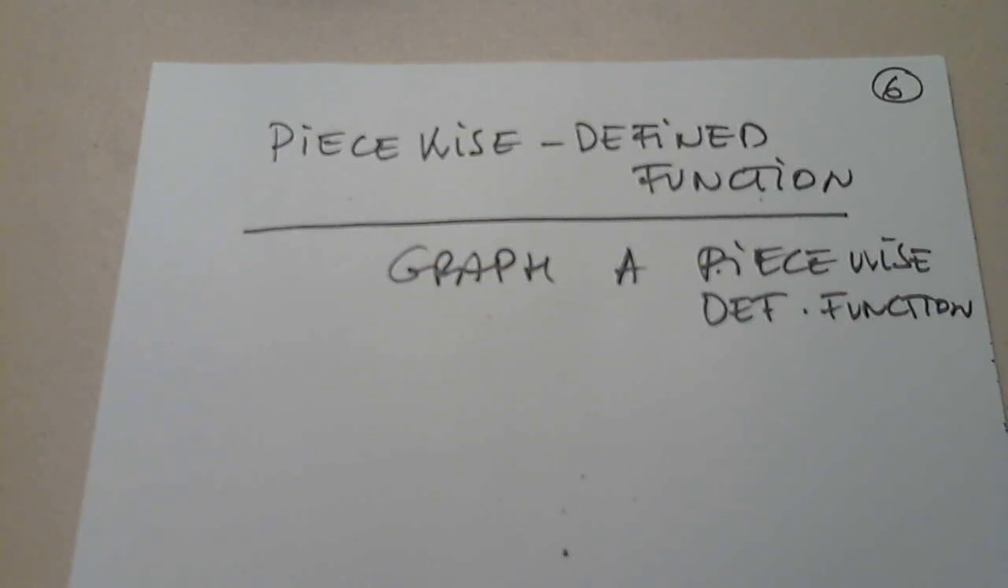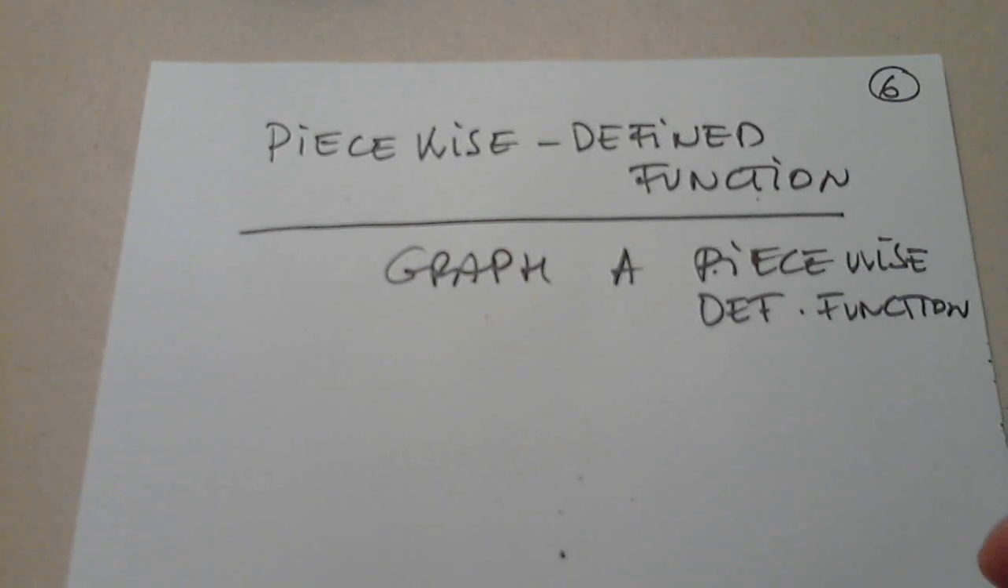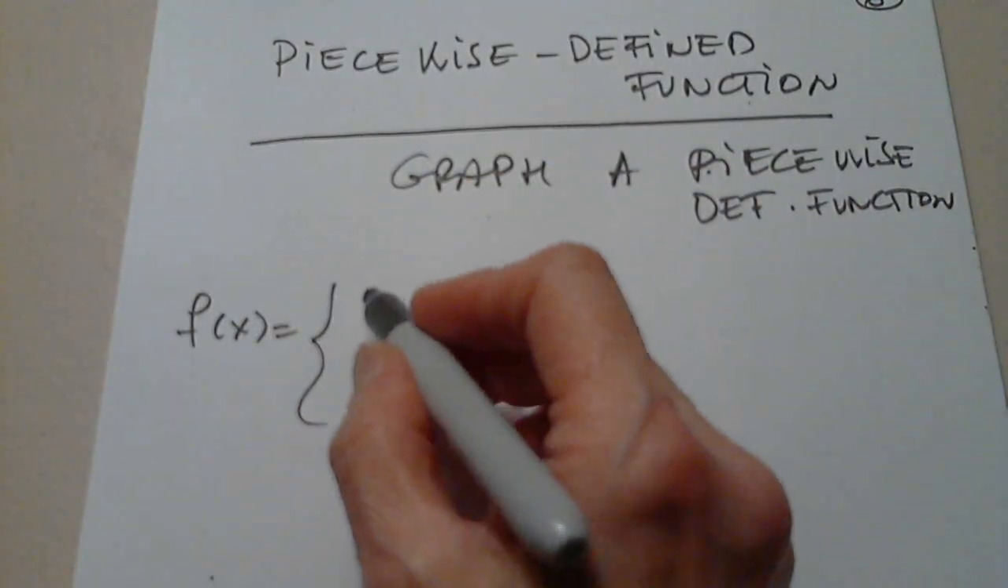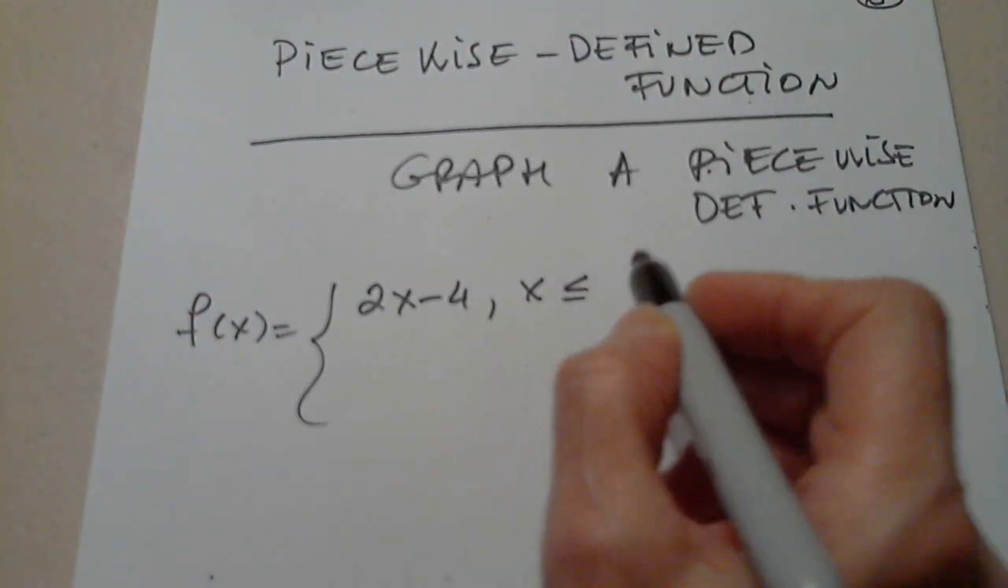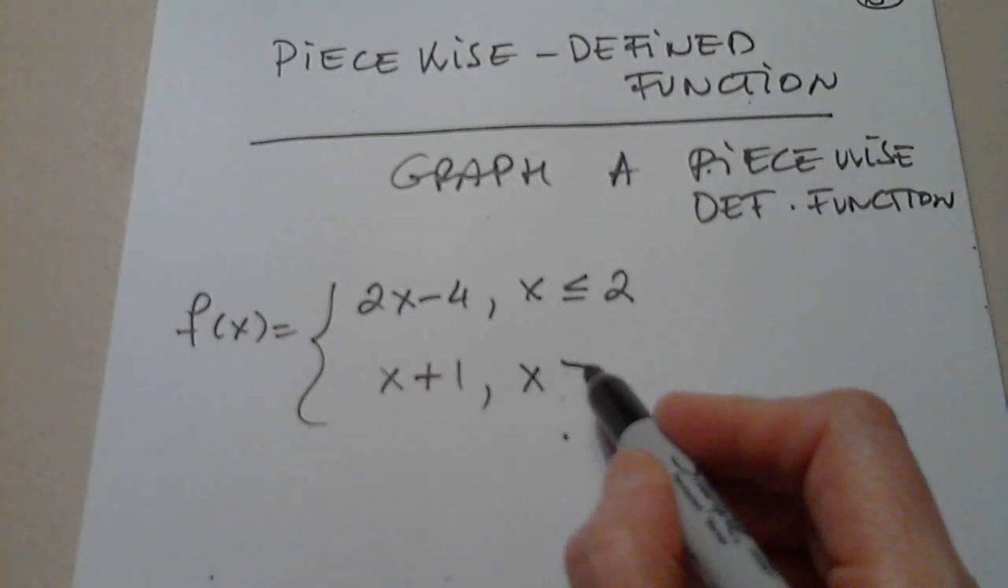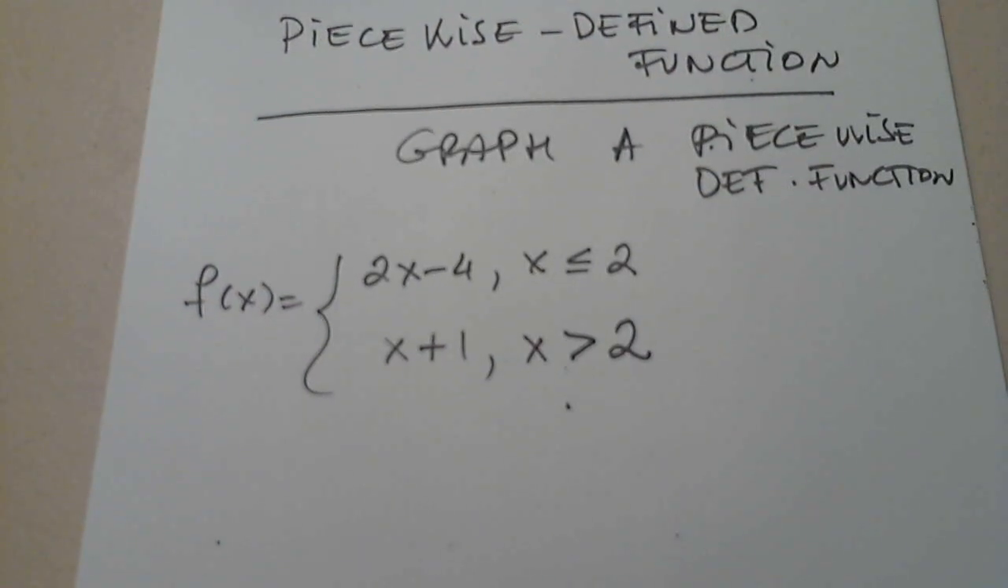We can make one up on our own, or I can make one up, or we can choose one from here. So allow me to make one up, and then we can choose one if you'd like. I'll make a very simple one. So let's say f of x equals 2x minus 4 for x less than or equal to 2, and x plus 1 for x greater than 2. I created a piecewise defined function with 2 branches.